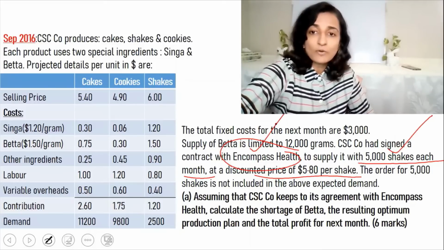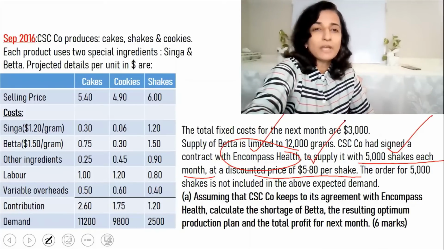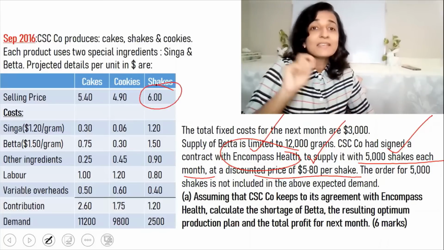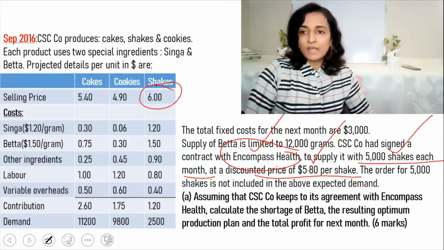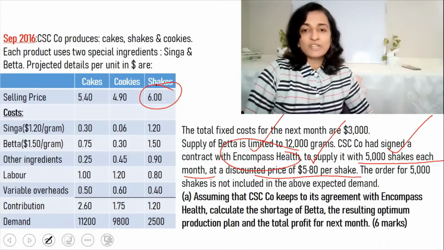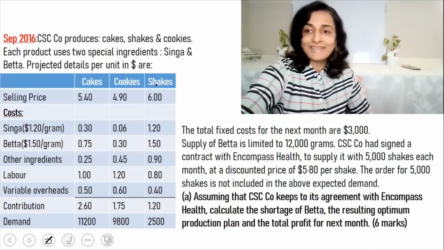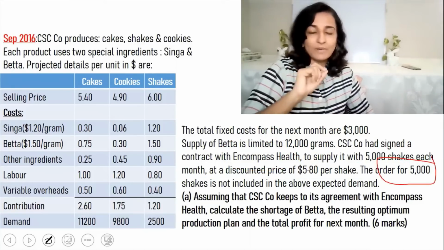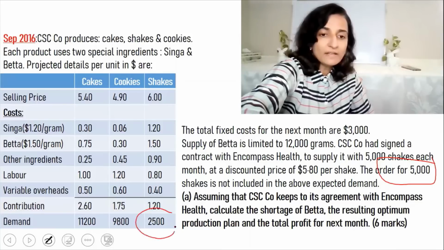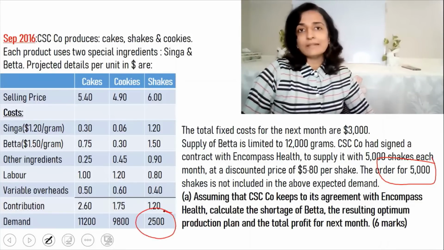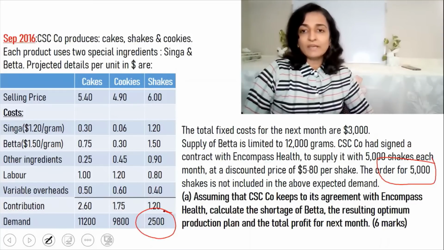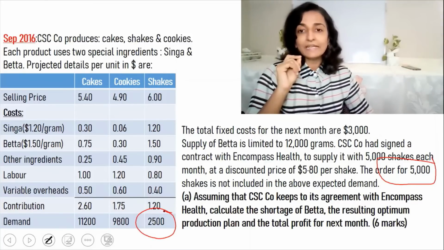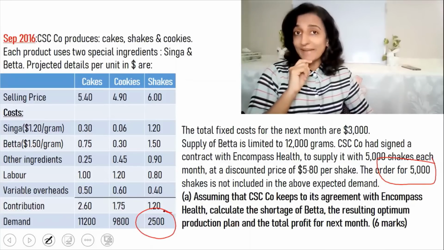The selling price of the shake is only 5.8, while the normal selling price is $6 if you sell it in the open market. Now, the order for 5,000 shakes is not included in the above expected demand. So what they are saying is this 5,000 shakes demand is not included in the demand of 2,500 given in the table above. Now, assuming that CSC company keeps to its agreement, calculate the shortage of Beta.